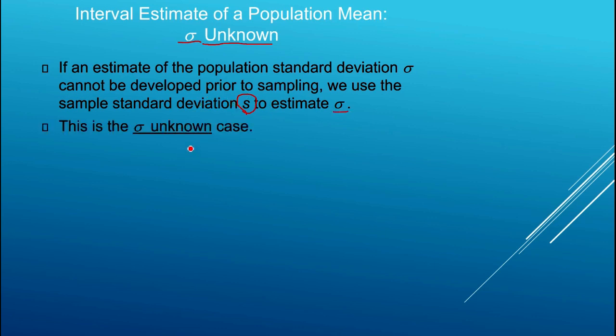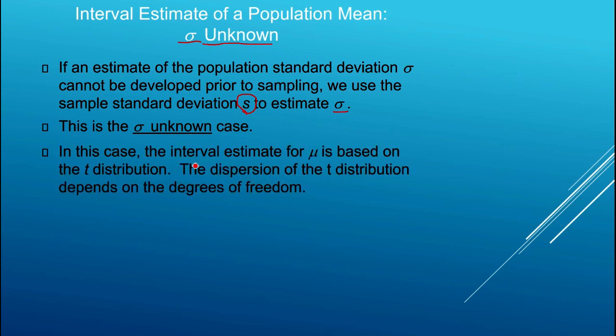If that's the case, we call it the case where the population standard deviation is unknown, and our interval estimate, I've given you a hint about this already, will be based on the t distribution rather than the normal distribution. So that's very important. We're going to be looking at a new distribution here.